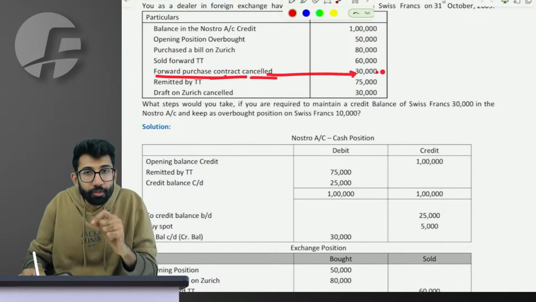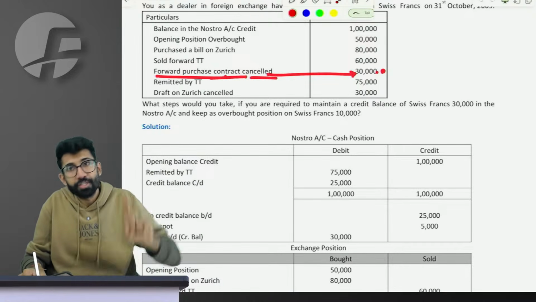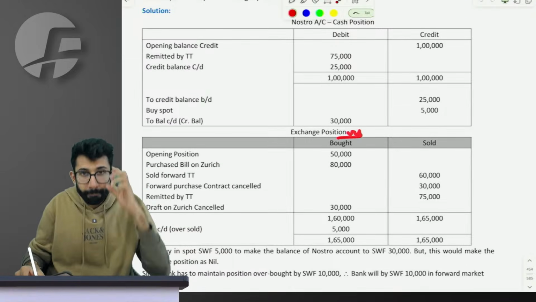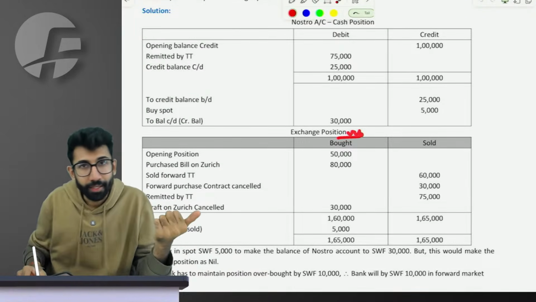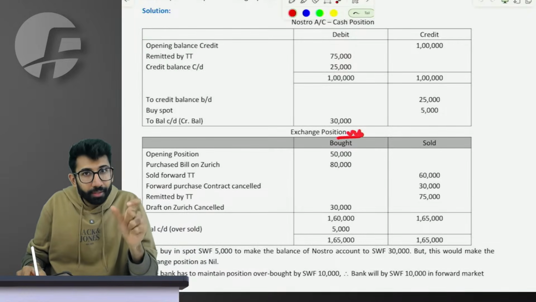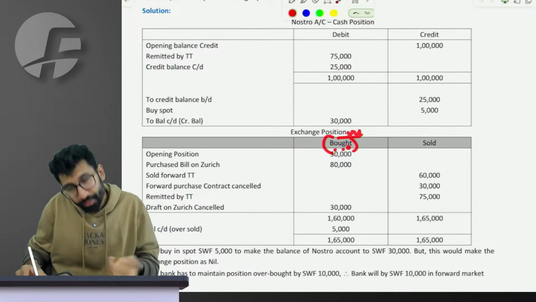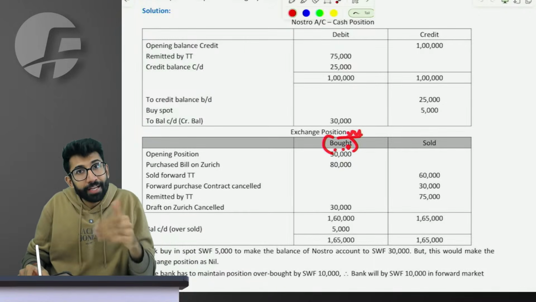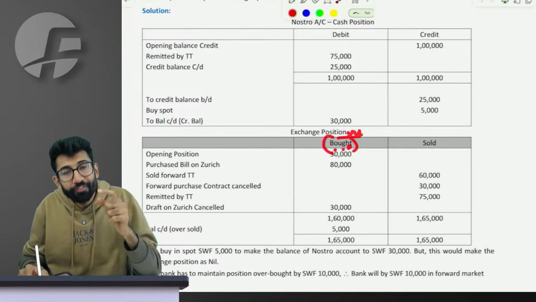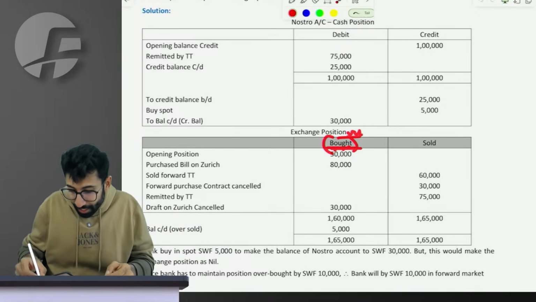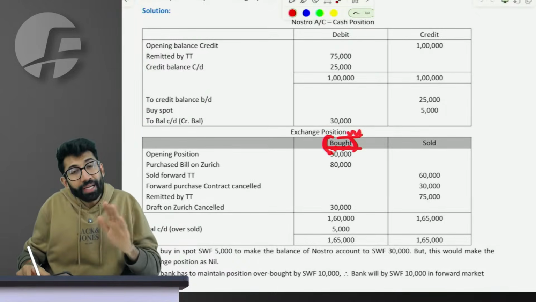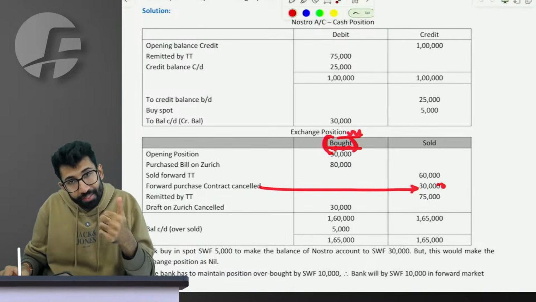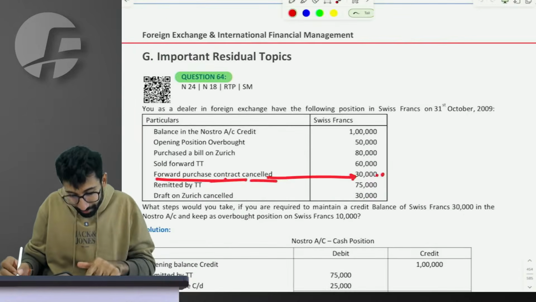Sir, for 30,000 rupee you had once purchased forward. Now that is being cancelled. So when you purchased something, do you people agree that it would have been shown in the bought side? But now, when that purchase contract has been cancelled, I need to nullify its effect, and what I'll do? I will, everyone in the class, show it in the sold side to nullify the effect of the bought which was previously given in the ledger. Right? That was again easy.